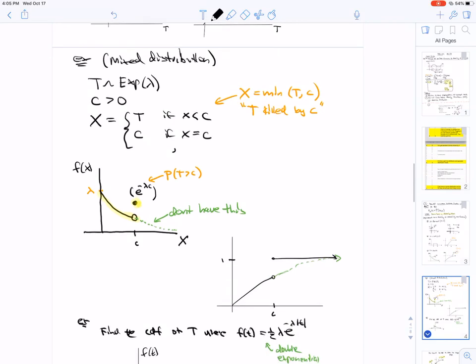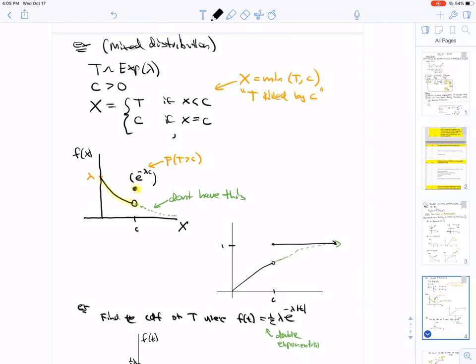So an interesting example is a mixed distribution, which is part continuous, part discrete. Let T be Exponential(lambda), c be a positive constant, and X be T if T is less than c, and c if T is at least c. So for X less than c, this just follows a T distribution.